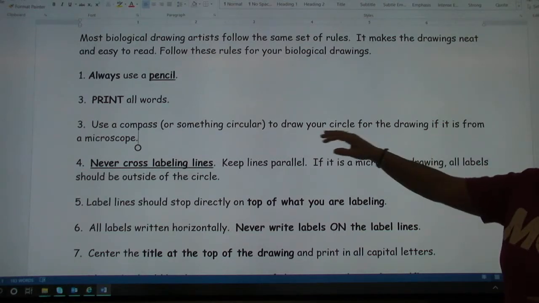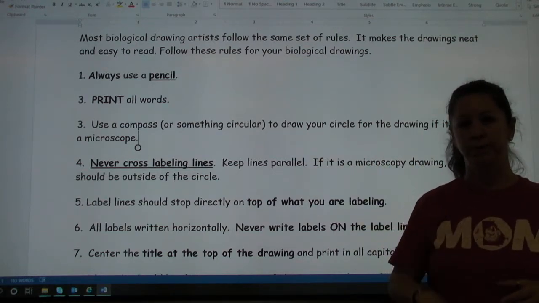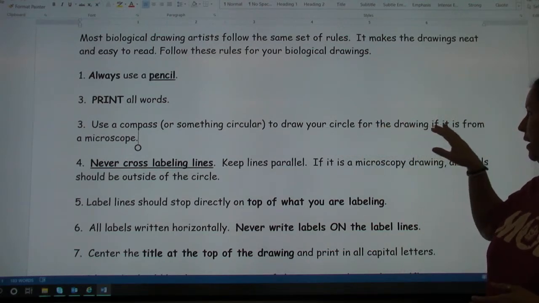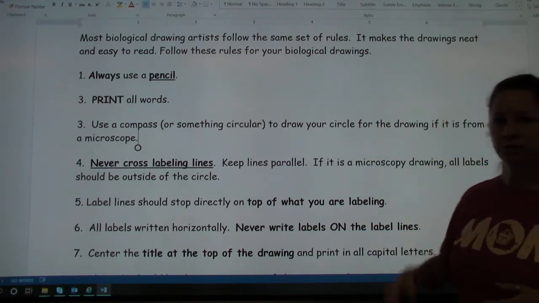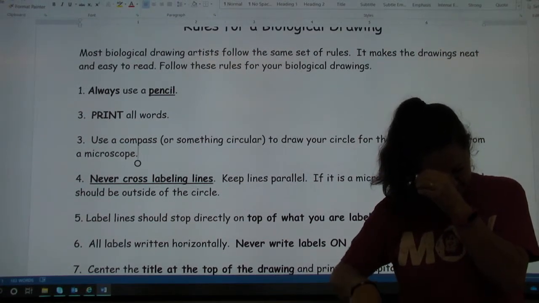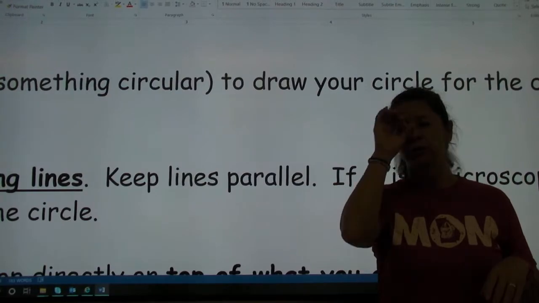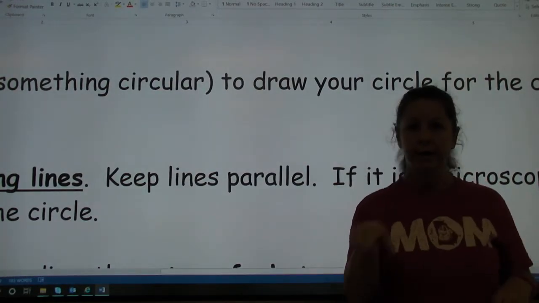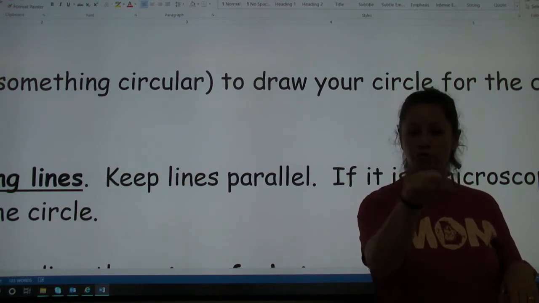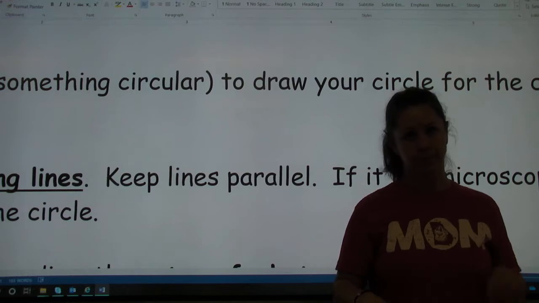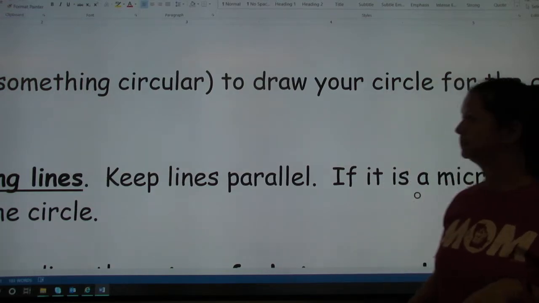You're going to need to use something circular, like a compass, or you can trace a little cup or something if you're doing a drawing from a microscope. Because when you look through the microscope, what you're going to see is a circle. The lens that you're looking through is round, and so what you see through it is also round. You're going to be drawing the edges of what you see with that circle. And then you put your drawing inside of it.